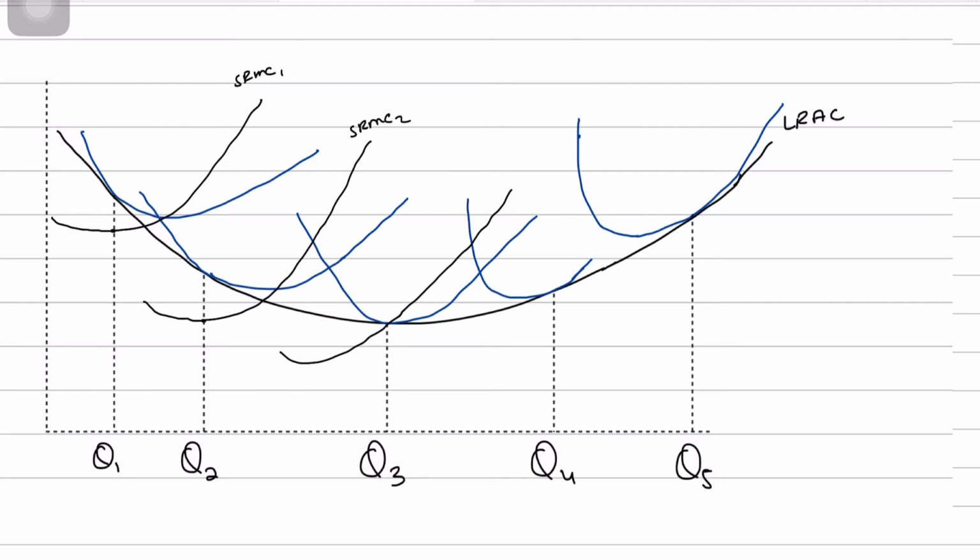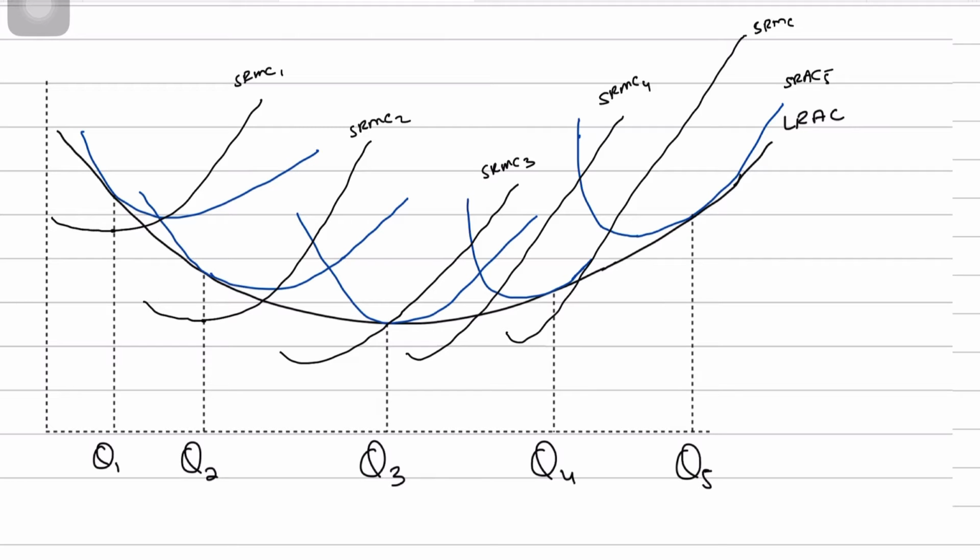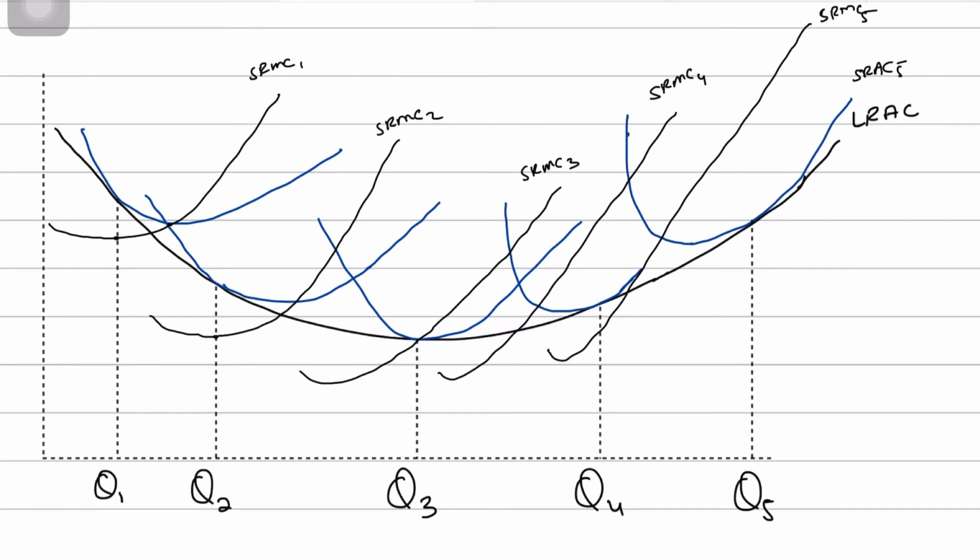This is your short run marginal cost curve 3, and then you have your short run marginal cost curve 4, SRMC4, and then you have short run marginal cost curve 5, which is cutting through the lowest point of your short run average cost curve 5 as well. So SRMC5, right? Okay, so basically now we can see that we have drawn these 5 different short run marginal cost curves, cutting the short run average cost curves from their lowest or minimum point, right?